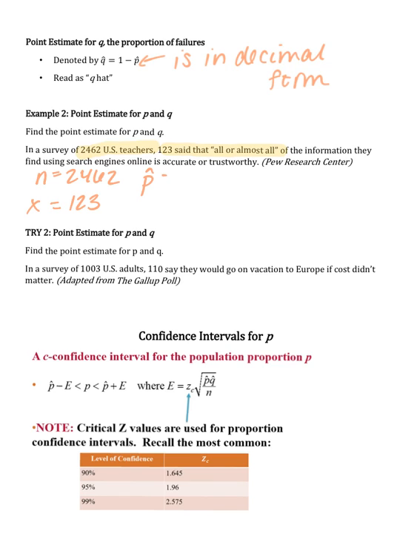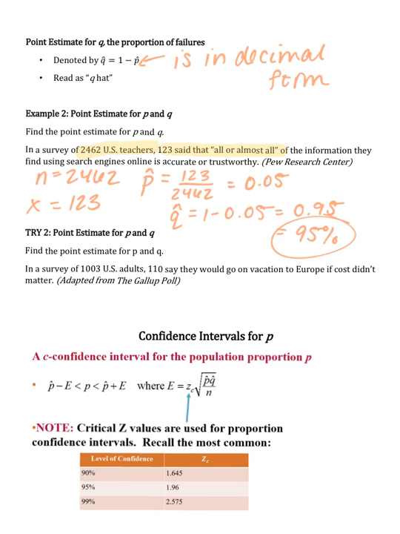So in order to find p hat, we're going to set up 123 over 2,462, which gives us, if we plug that directly into our calculator, 0.05. So that means q hat is just going to be 1 minus 0.05, which is 0.95, or about 95%. Okay?